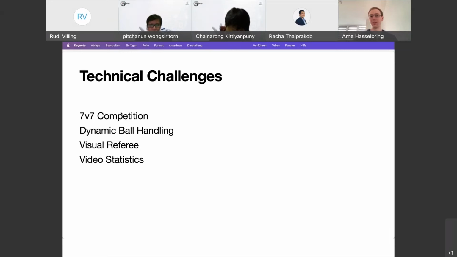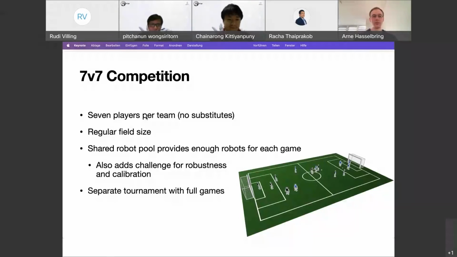So now I come to the technical challenges. There are 4 technical challenges this year. The first one is the 7 versus 7 competition, which is basically, as Rudi said, just a normal game but with 7 players, so on a regular field.